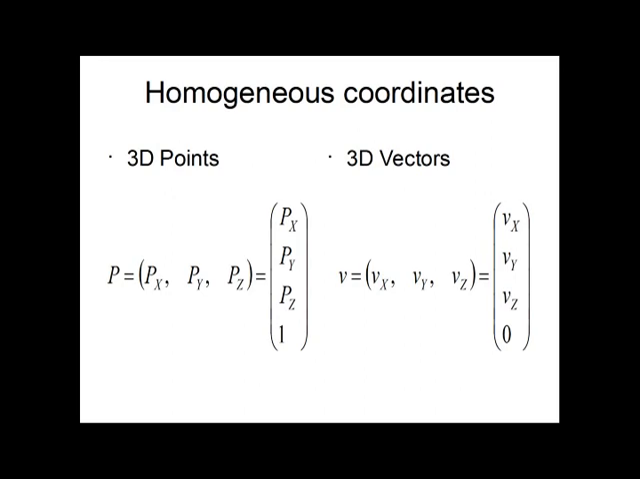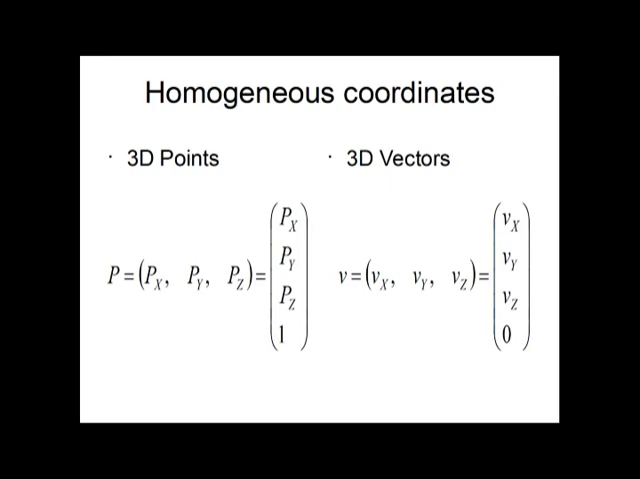So here's a little bit of an introduction to homogeneous coordinates. We're looking at 3D points and 3D vectors here. So points and vectors simply have x, y, and z coordinates, and this is the way that we've represented them until now. And the difference between a point and a vector is simply that we say one is a point and the other is a vector.